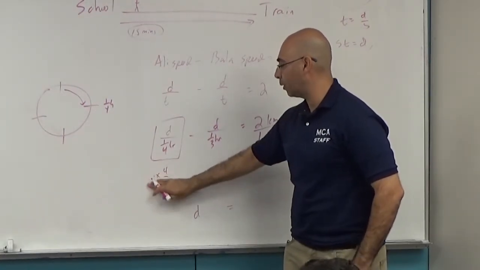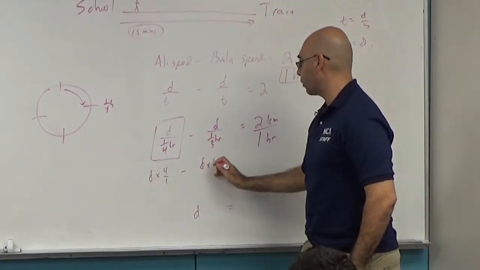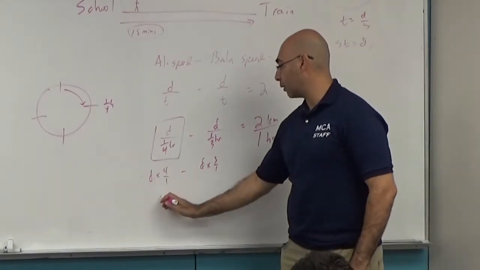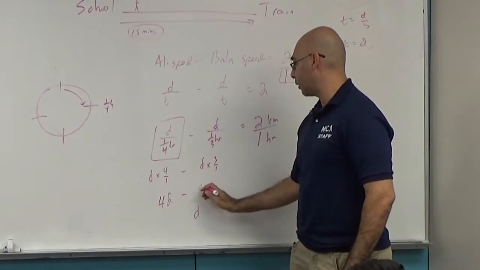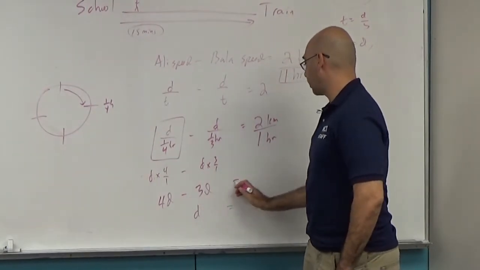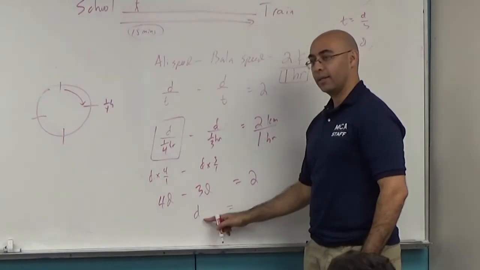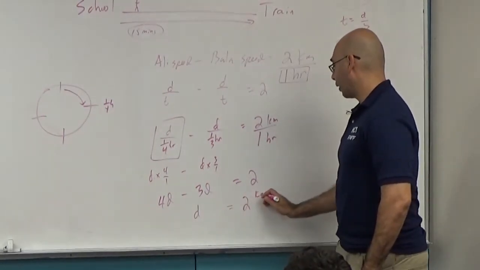Where did I get the 3 from? This is like saying d times 3/1. Well, what's 4 times d? 4d. What's 3 times d? 3d, and that's equal to 2. So what's 4 minus 3? 1. So 1d equals 2 kilometers per hour.